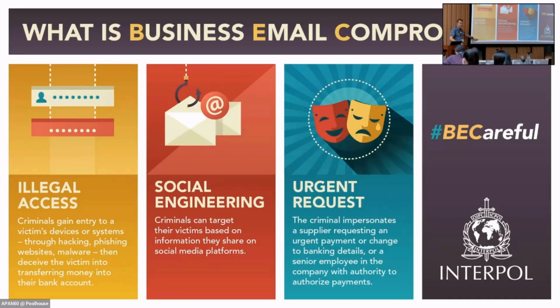We talked about illegal access, where they actually compromise the username and password of the computer or email. They use social engineering to get information. And of course, the ones that we just saw was the urgent request. I'm going into a meeting. I need you to do something now for me. So social engineering, sense of urgency, and separate to that sometimes is actually compromising the computer or email.